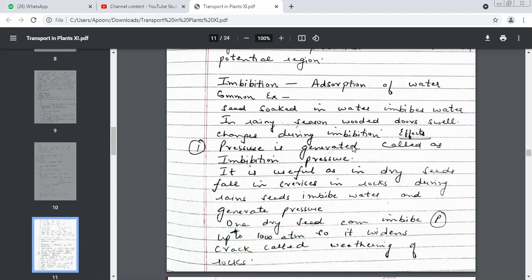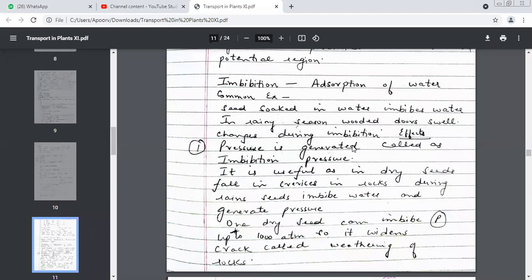Yes, ma'am. See, I've given you certain common examples. Supposing you take seeds, you soak them in water. They will imbibe water. What is the word we use? Imbibe. That means they'll absorb water, imbibition. In rainy seasons, the wooden doors don't close properly. Again, this is because of which process? Imbibition.